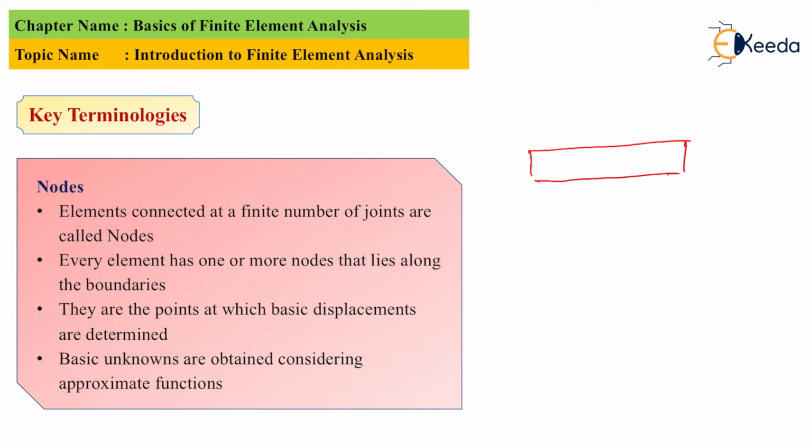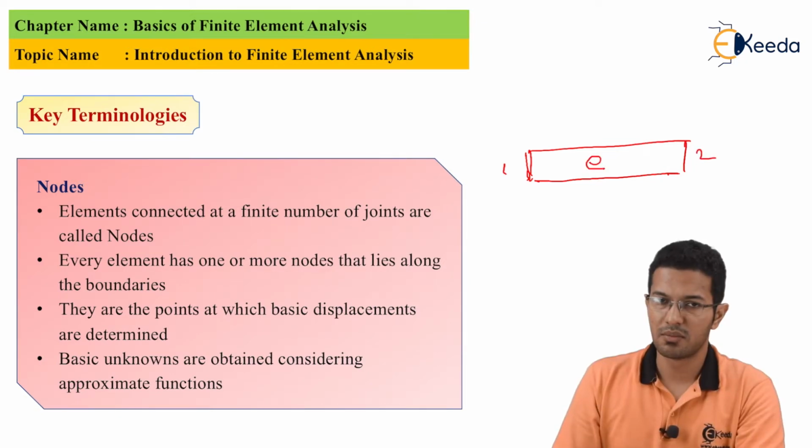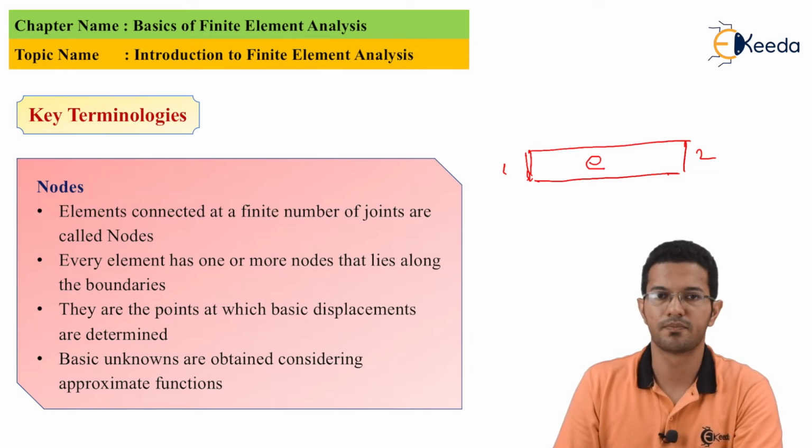In this example, consider I am drawing a bar and the starting point is 1 and the end point is 2. In the middle of the bar, I consider an element which is nothing but small e. The nodes are denoted by 1 and 2. The number of the element is specified by e. The left hand side of the node is 1 and the right hand side is called as 2.